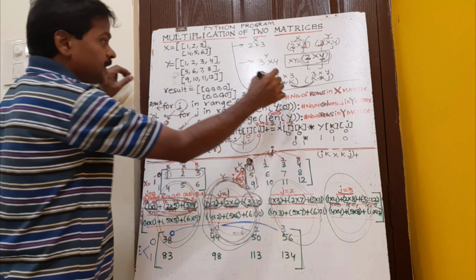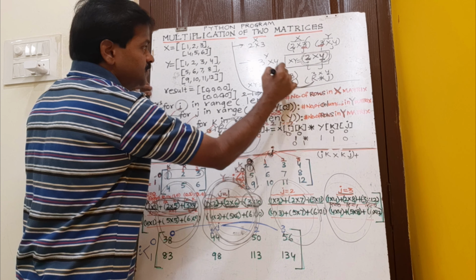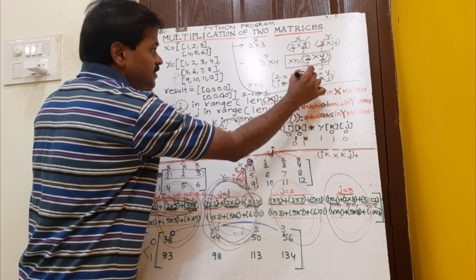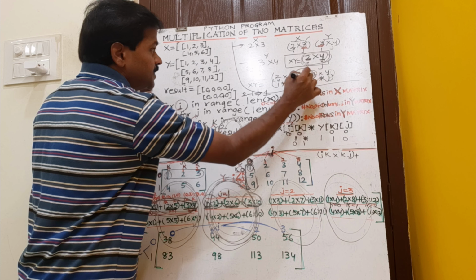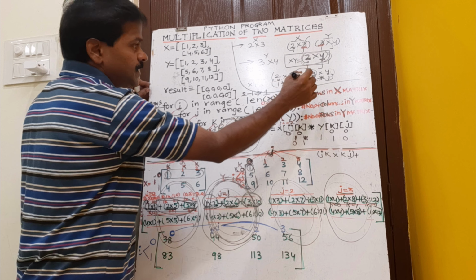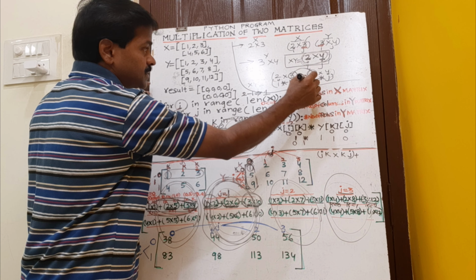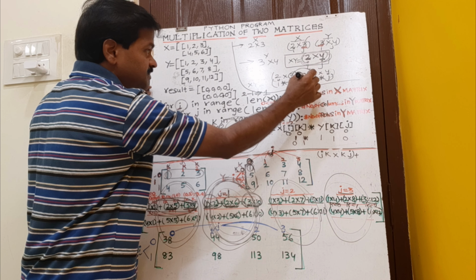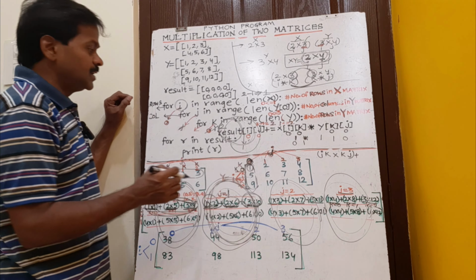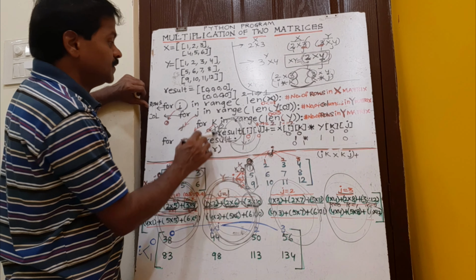Okay, this K: in a 2 by 3 and a 3 by 4 matrix, only when these two inner values are equal is multiplication possible. We take this as the K. In the Y matrix, we take the rows of the Y matrix as the K value. So the K loop will be rotated 3 times.